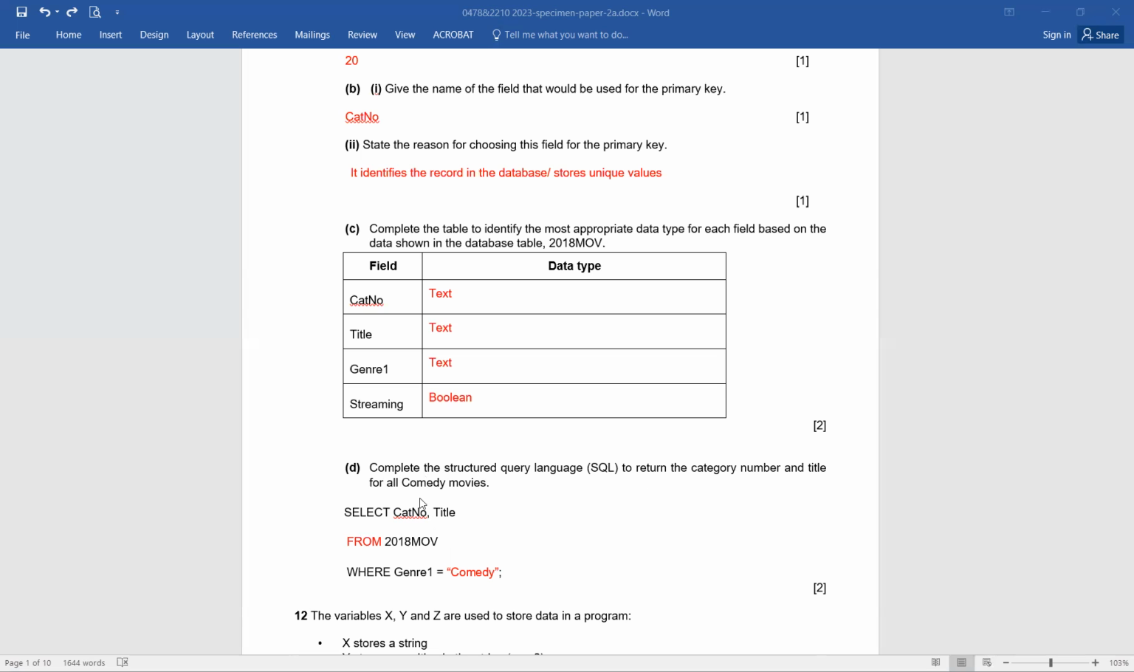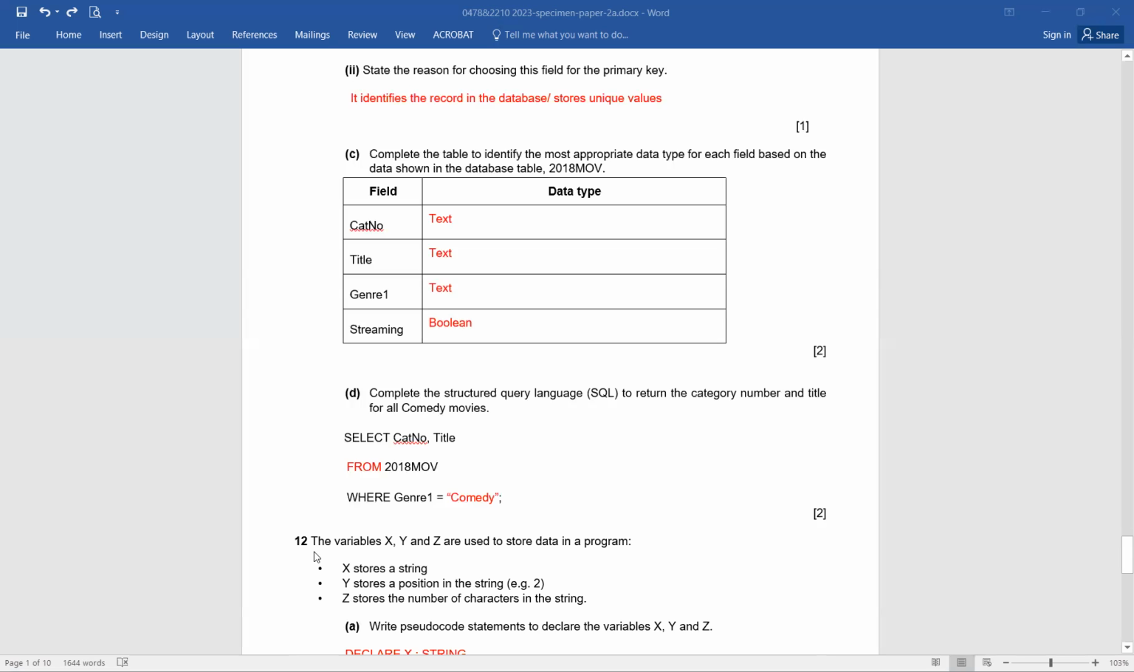And for all comedy movies, now my selection is only linked with comedy. So I will mention where genre 1, which is my field name, equals comedy. Since comedy is a string value, a text value, it has to come within quotation marks. In this question the semicolon was there, but be cautious: the select statement is always ended with a semicolon. There were 2 blanks in the question, and if you have written these two correctly, you will score 2 out of 2, because 1 blank carries 1 mark. Any questions? Clear? That's great.